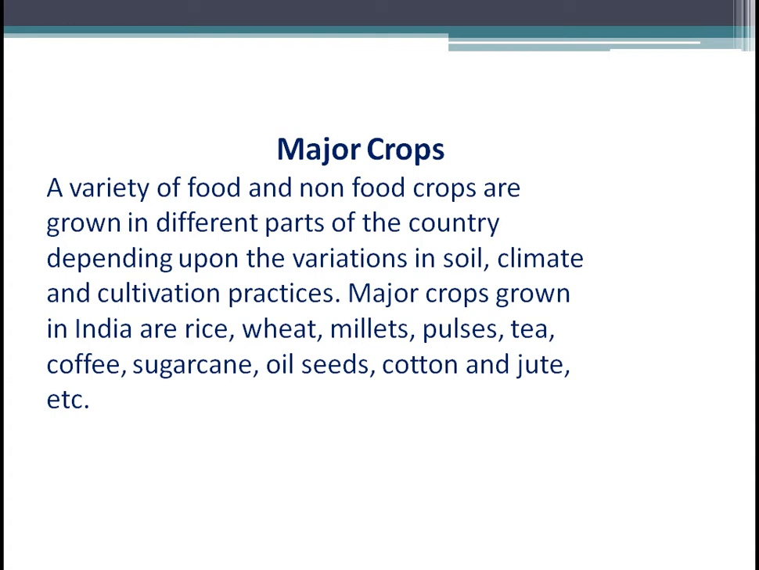So in this particular paragraph, it is clearly stating about the major crops, and in the upcoming presentation we are going to take one crop with the detailed information. With the map work we are going to study the area in which rice is grown, wheat is grown, millets, pulses, tea, coffee, sugarcane, oilseed, cotton or jute, etc. We are going to see the detailed information of rice, that means paddy.